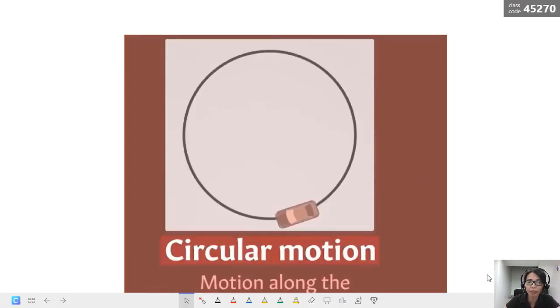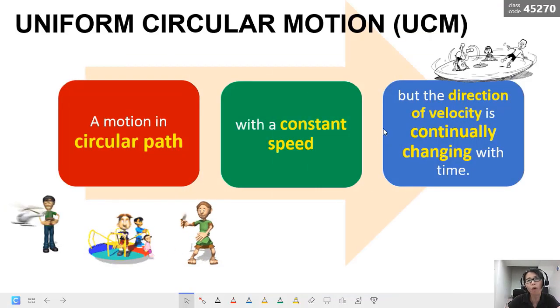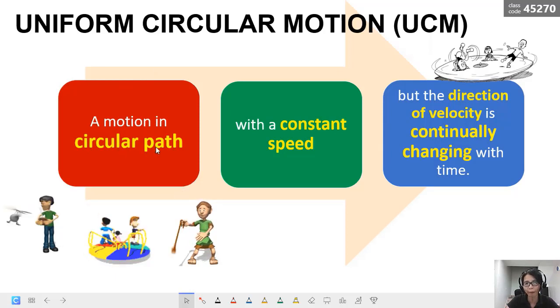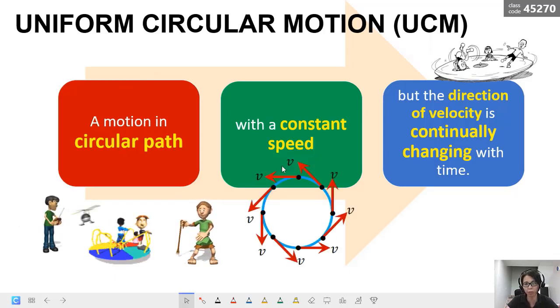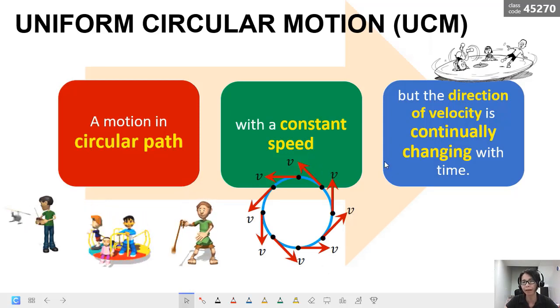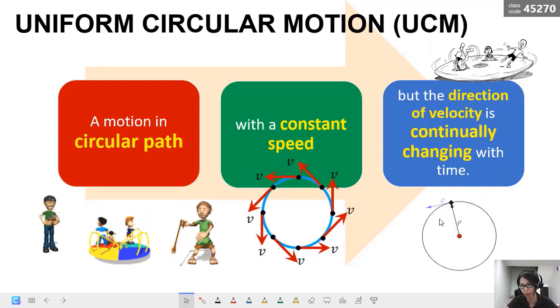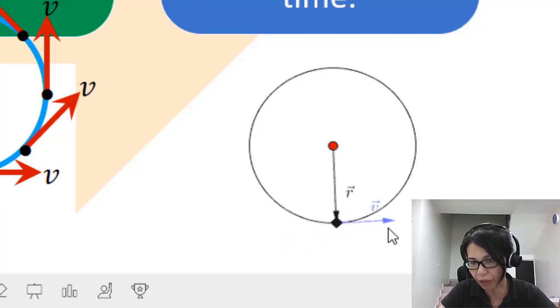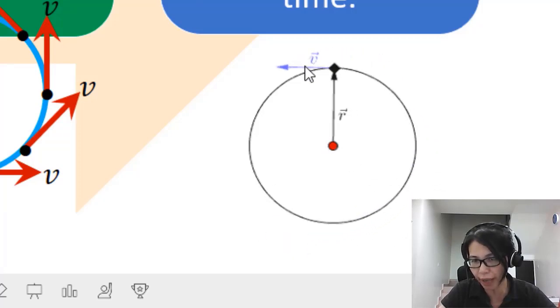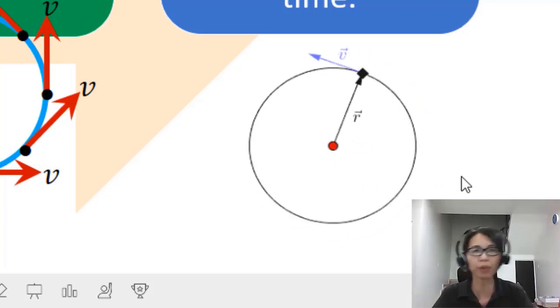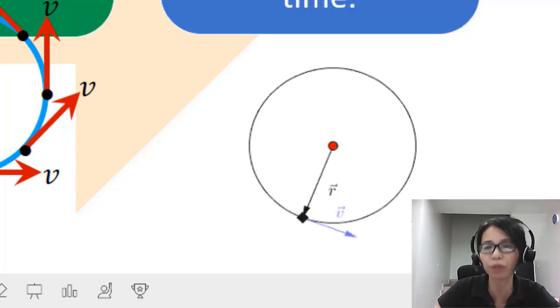And in our topic 6, we are going to focus on uniform circular motion. So what is meant by uniform circular motion is the motion of an object in a circular path whereby it has a constant speed. The magnitude of v always remains constant, but the direction of velocity is continuously changing with time. See this one? The direction of velocity keeps changing as the object moves in a circular path. So this is what we consider as uniform circular motion.